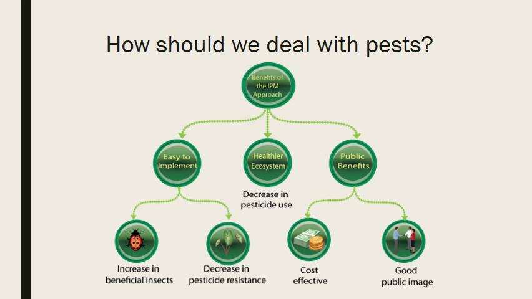So how should we deal with pests? We should deal with pests using this process called integrated pest management. And integrated pest management requires more expert knowledge of how to get rid of a specific pest in a specific area. However, it's expensive in the beginning, but it can pay off in the long run in that it is a much healthier ecosystem, and it helps to have beneficial insects doing a lot of the work for you.